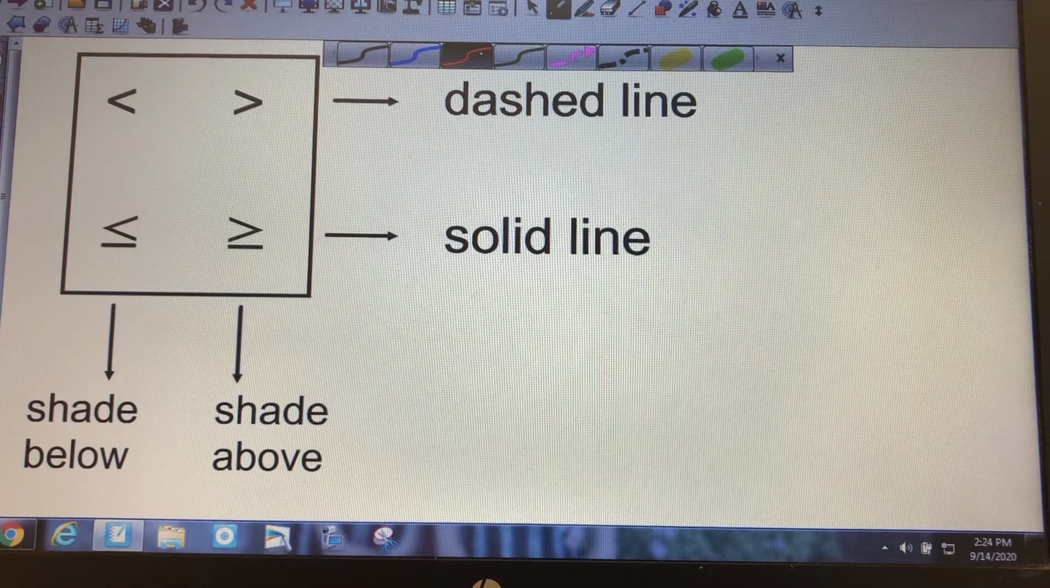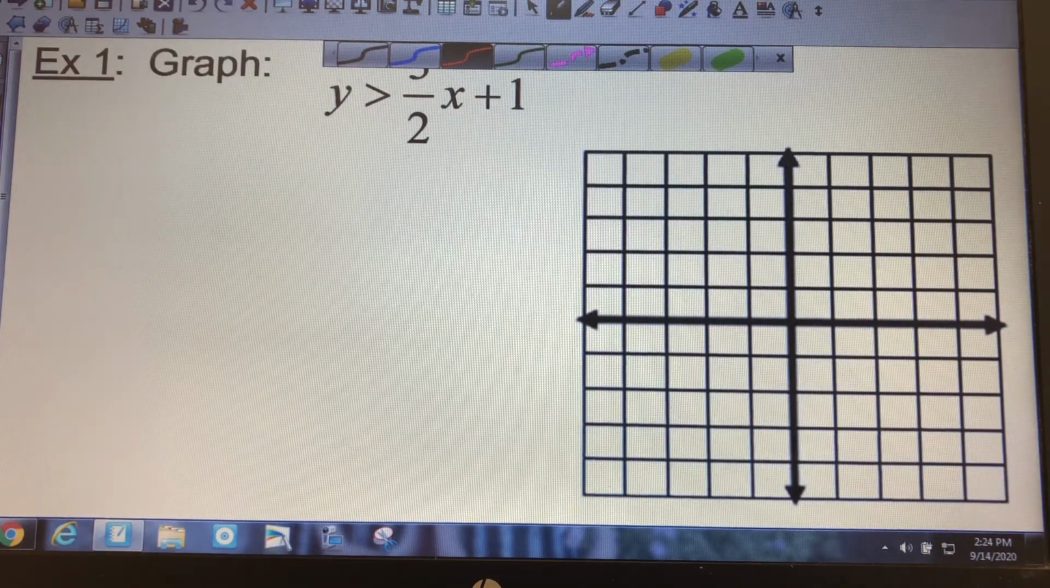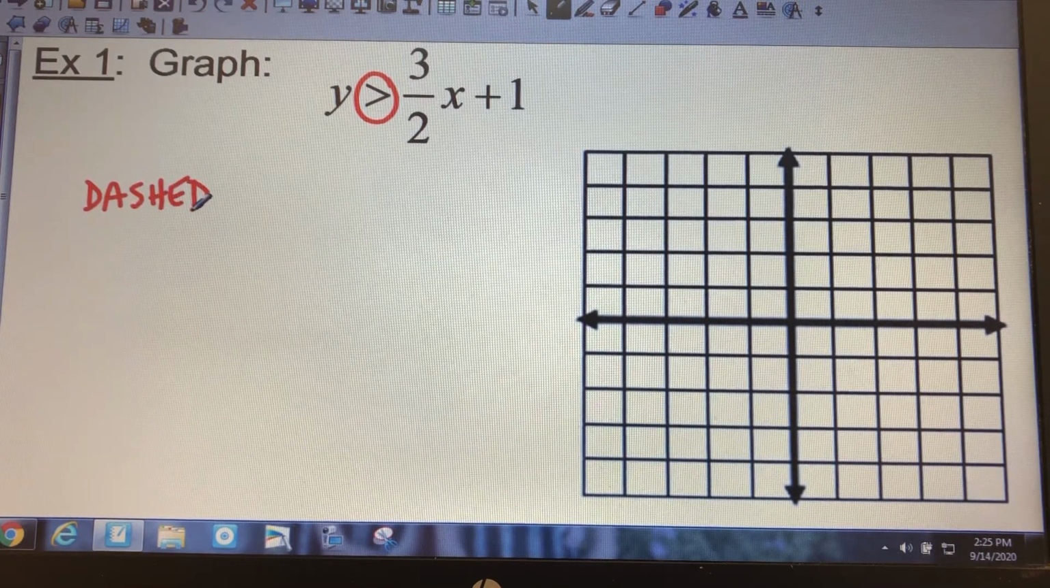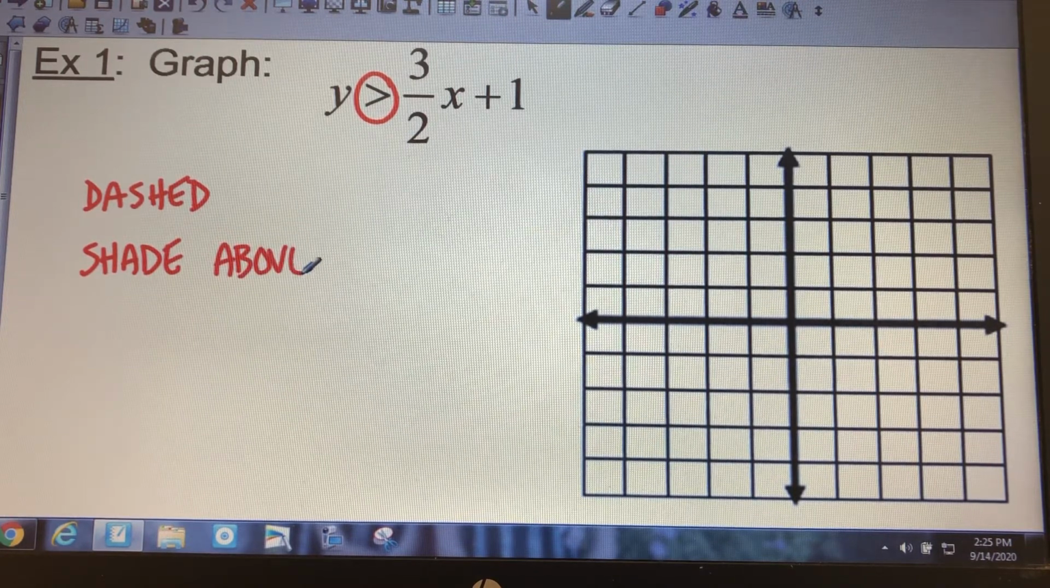All right, so let's see what happens. So here's our first example in that regard. So this is a linear inequality. You actually did this in Algebra 1, so hopefully that helps. Gotta get the y by itself, which it is. So this is gonna tell us two things. It's gonna be a dashed line, and we're gonna shade above because it's greater than. Okay, so dashed line, shade above.